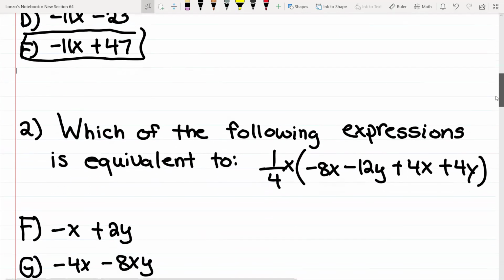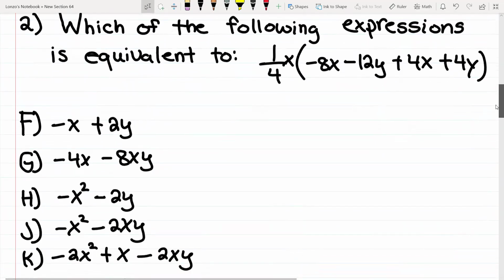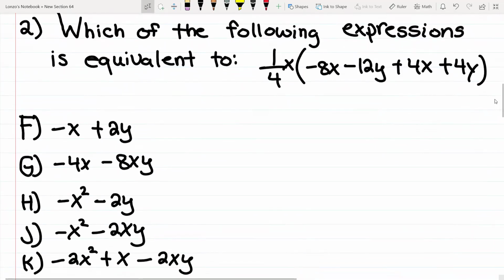Let's move on to question two. Question two says, which of the following expressions is equivalent to this: 1/4 x(-x - 8x - 12y + 4x + 4y)?